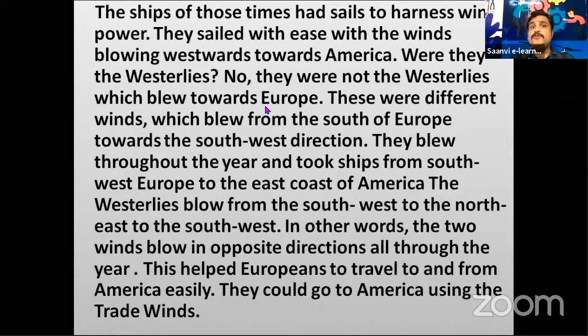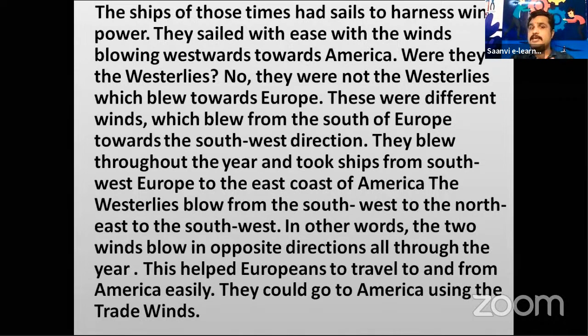Coming to the next point, the ships of those times sailed by harnessing wind power. As we discussed in the beginning, traveling was very, very risky. Sometimes they might even lose their lives. They sailed with ease with the wind blowing westward towards America. Especially see the wind rotation here, the wind movement in the west direction we call westerlies, which we have already discussed. No, these were not the westerlies which blew towards Europe. These were a different wind which blew from the south of Europe towards the southwest.